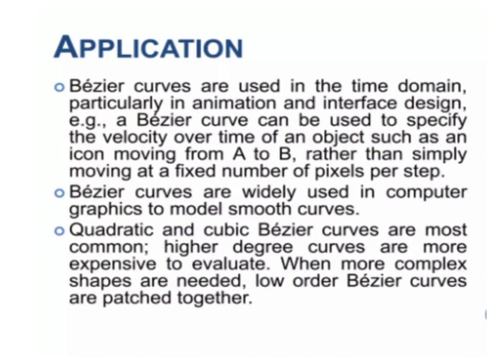After studying the properties, now we move on to the applications of the Bezier curve. Bezier curves are used in the time domain, particularly in animation and interface design. That is, a Bezier curve can be used to specify the velocity over time of an object, such as an icon moving from point A to point B, rather than simply moving at a fixed number of pixels per step.